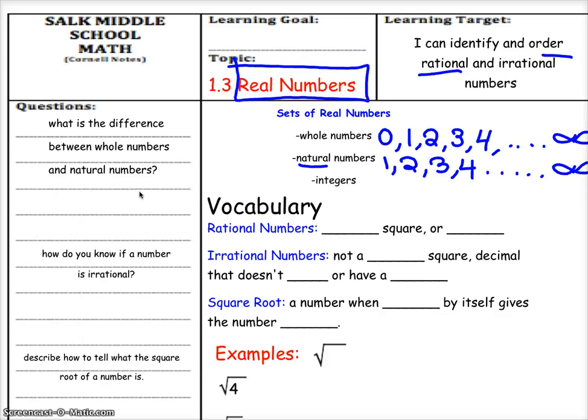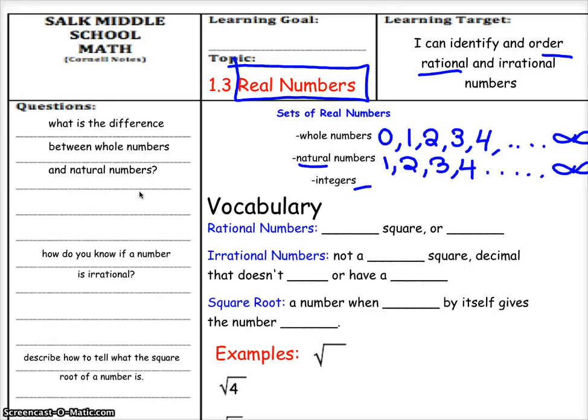Okay? So we have whole numbers, natural numbers. Whole numbers include 0. Natural starts with 1. It's how you naturally count. If you're playing hide and seek, you're not going to go 0, 1, 2. It's just not natural. You naturally start at 1. So the only difference between these two is 0.